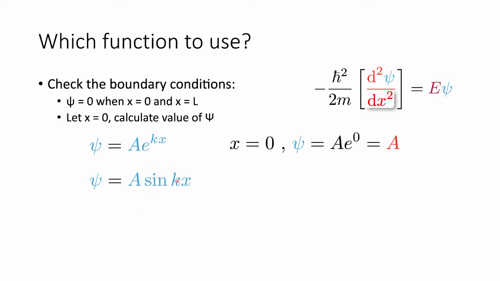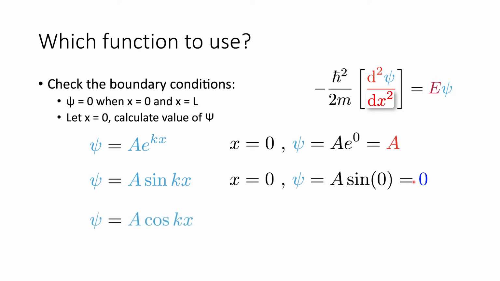Look at the sine function now. Well, we now have sine of k times 0, sine of 0. Sine of 0, by definition, is 0, times A gives 0. This is an allowed wave function.